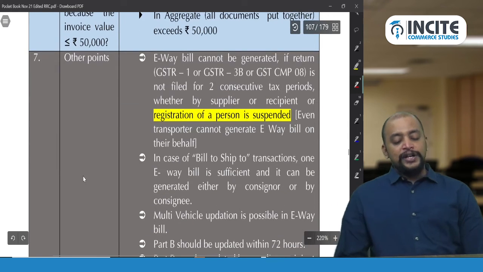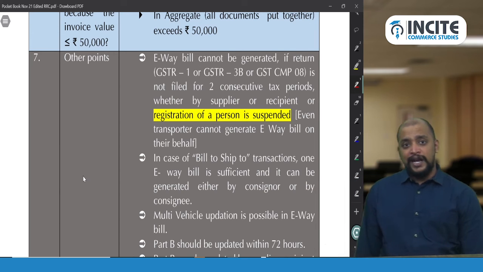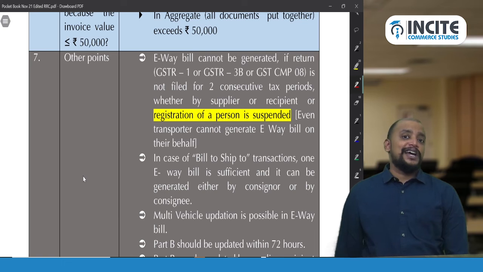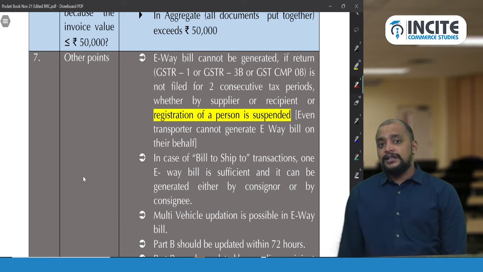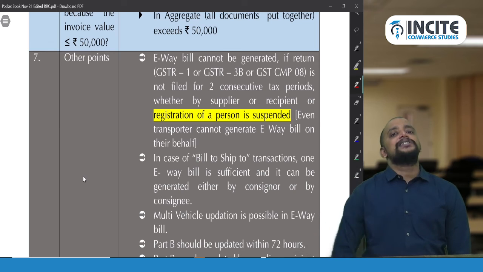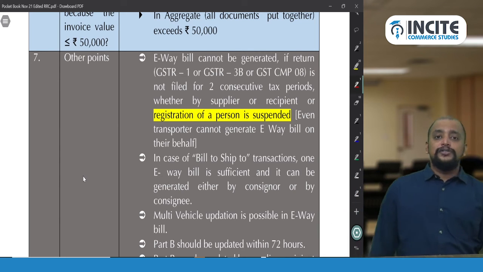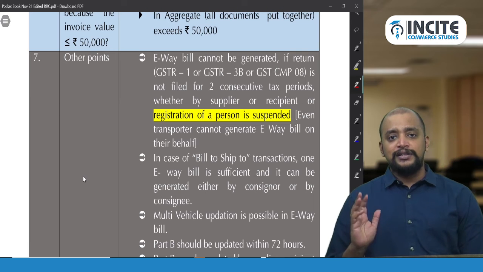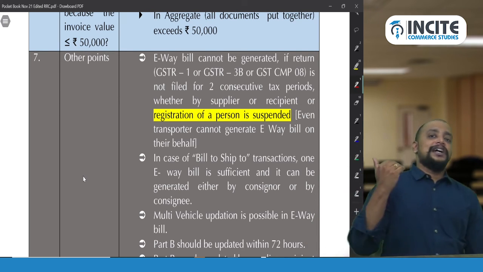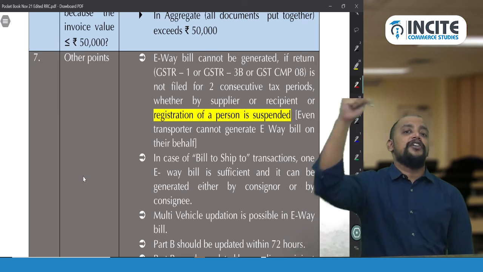Then some other points. Now we have something called blocking of e-way bill. Blocking of e-way bill is possible whenever, for two consecutive tax periods, GSTR 1 or GSTR 3B or CMP 8 is not filed by a particular GSTIN. With respect to that GSTIN, consignor or consignee or transporter, anyone cannot generate. So that GSTIN may belong to any person, as a consignor or as a consignee or as a transporter, so that particular GSTIN cannot generate e-way bill, and others also cannot generate e-way bill for that GSTIN.